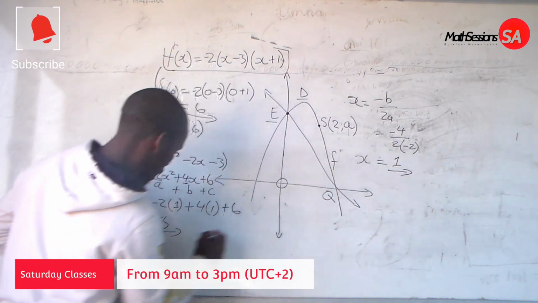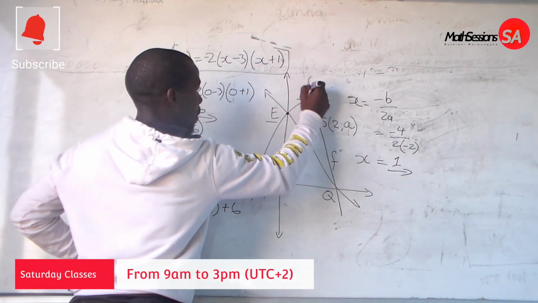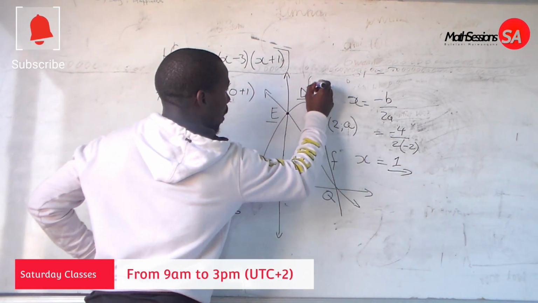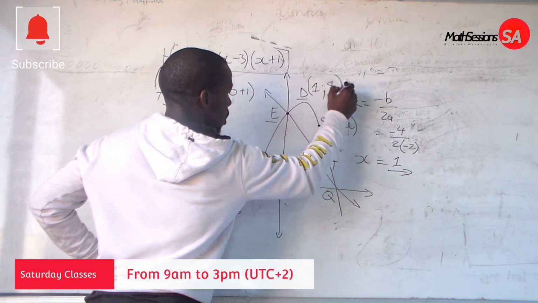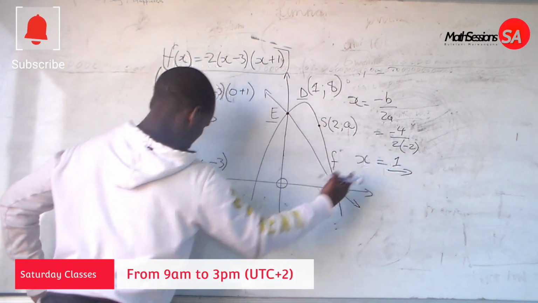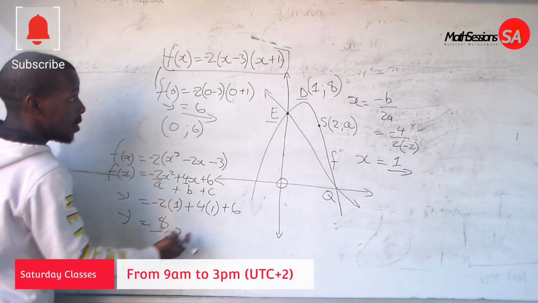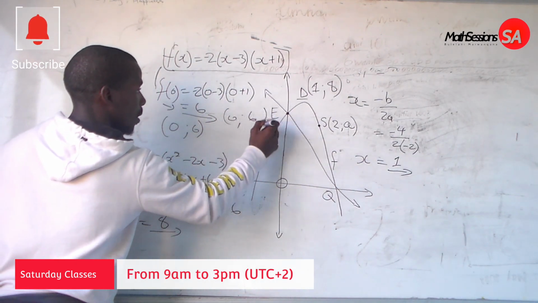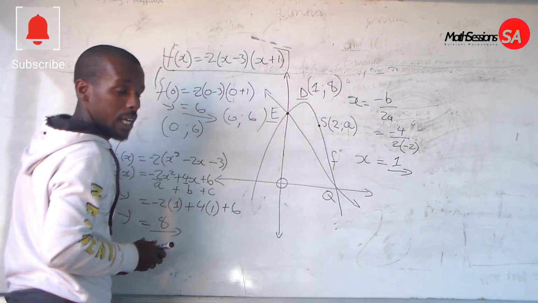So our point there at D basically becomes now a 1 and an 8. X equal to 1, y is equal to 8. So we have E, we discovered E is 0 and 6, and D, 1 and 8.